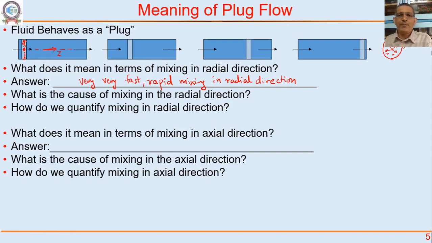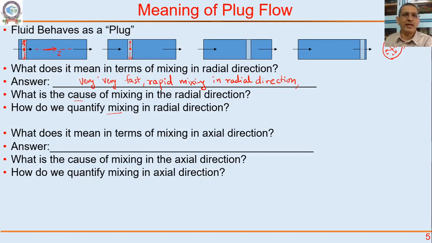So when we say rapid mixing in the radial direction, what does it mean? That whatever concentration I put, let's say I put some reactant here, that reactant mixes very, very fast in the radial direction. Okay. Now, what is the cause of mixing and how do we quantify mixing? That's what we are going to look at.